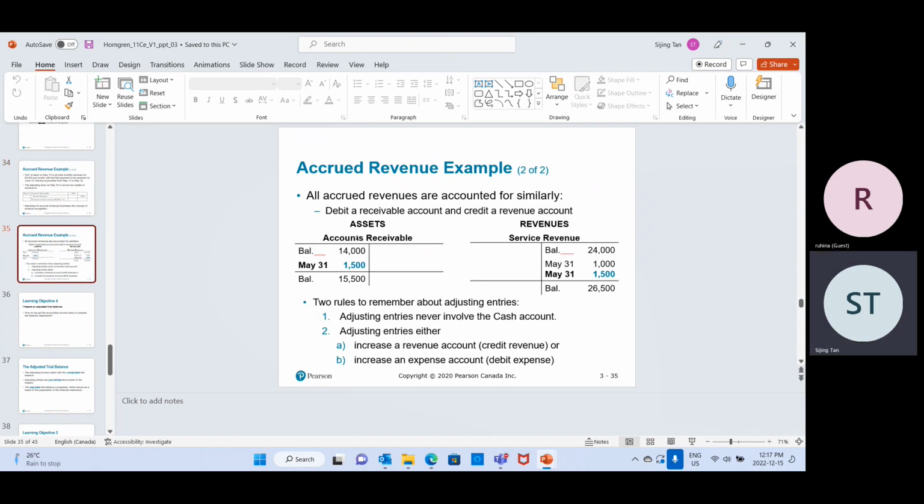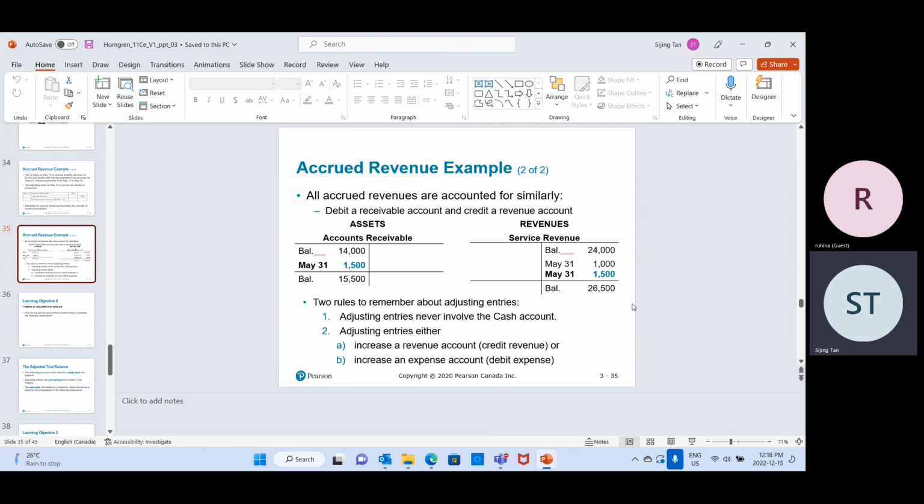Now, when you go to the T account, similar to the balance sheet, accounts receivable 14,000, and then revenue. We recognize the revenue on the credit side, $1,500. So the total amount will be $26,500.